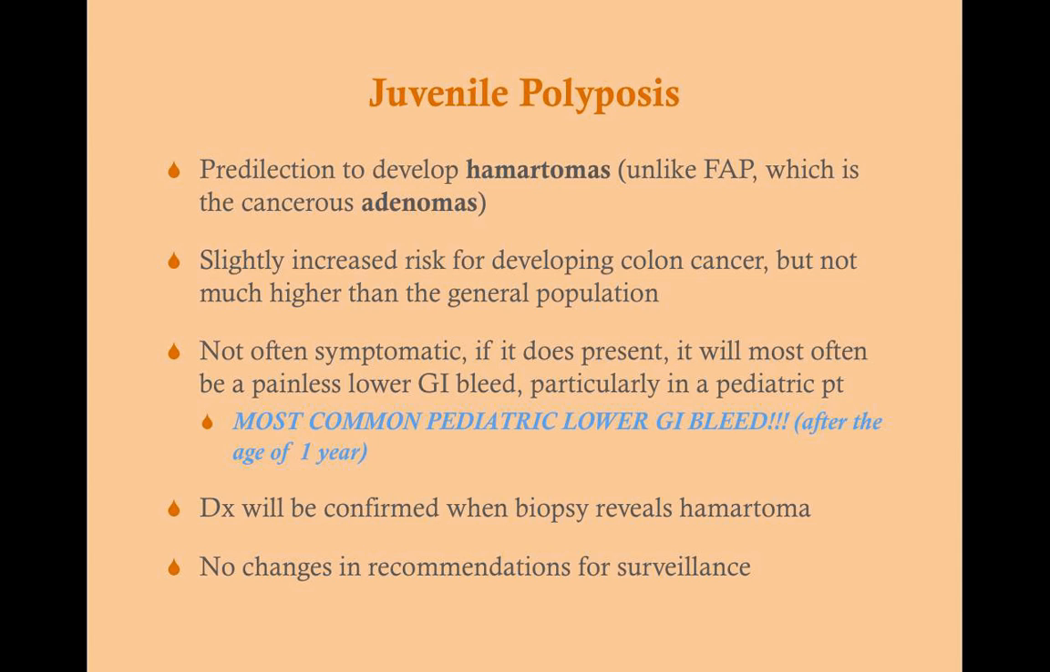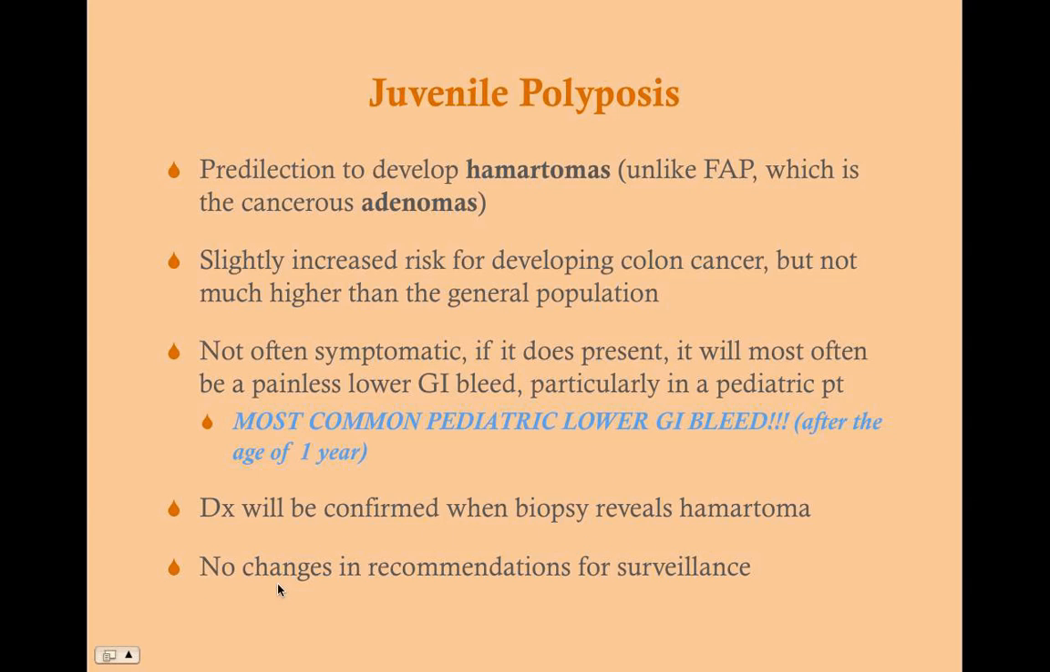Now, the diagnosis is going to be confirmed when you do a colonoscopy, and the biopsy of a polyp, the offending polyp or whatever polyp is in there, reveals a hamartoma. And that will generally be the polyp that you find, particularly in a pediatric patient. Because this is juvenile polyposis, it's not just in children, but it oftentimes presents in children because lower GI bleeds are so uncommon in children. So biopsy will reveal hamartoma.